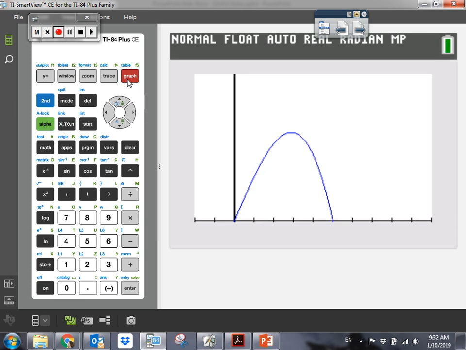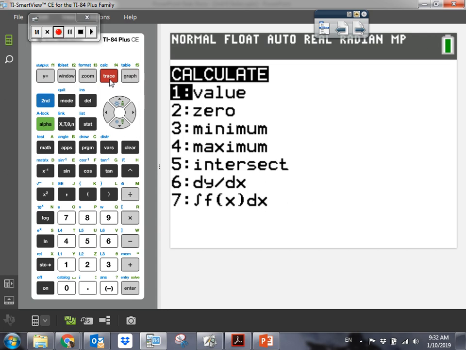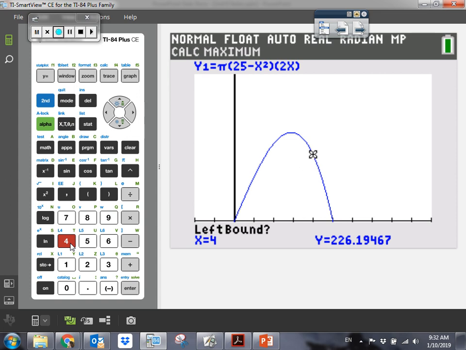That fits the window. I'm looking for the maximum, so I'm going to use my max finder. We go second trace. Our maximum is number 4. Then we're going to scroll to the left of the maximum, and then scroll to the right of the maximum and hit enter. This gives us both answers that it was asking for. It was asking for the value of x that maximizes the volume. Well, that's right here, and it could either be 2.886 or 2.887.